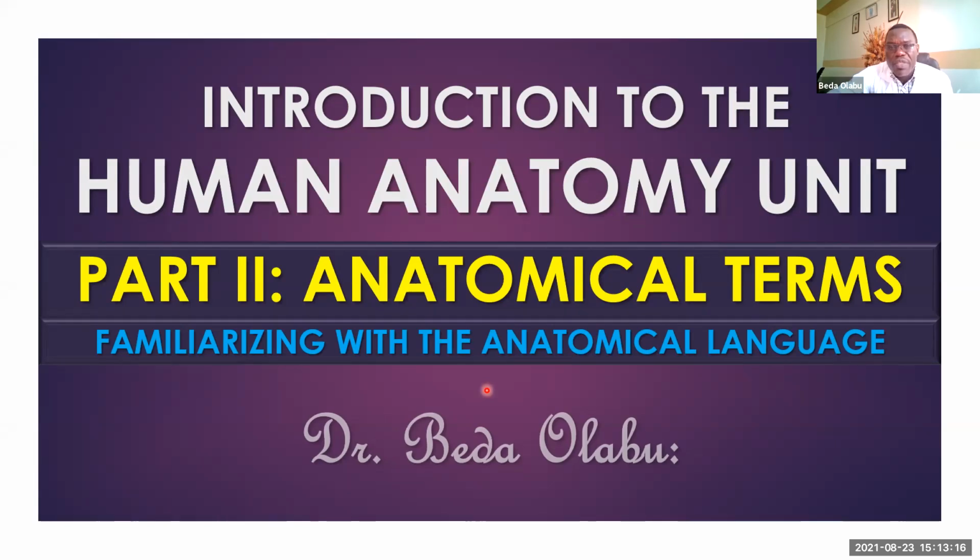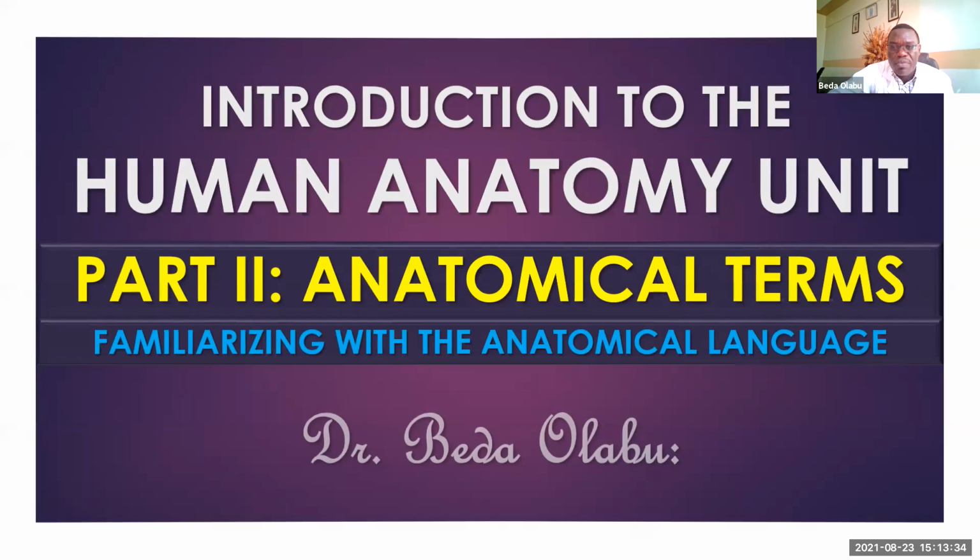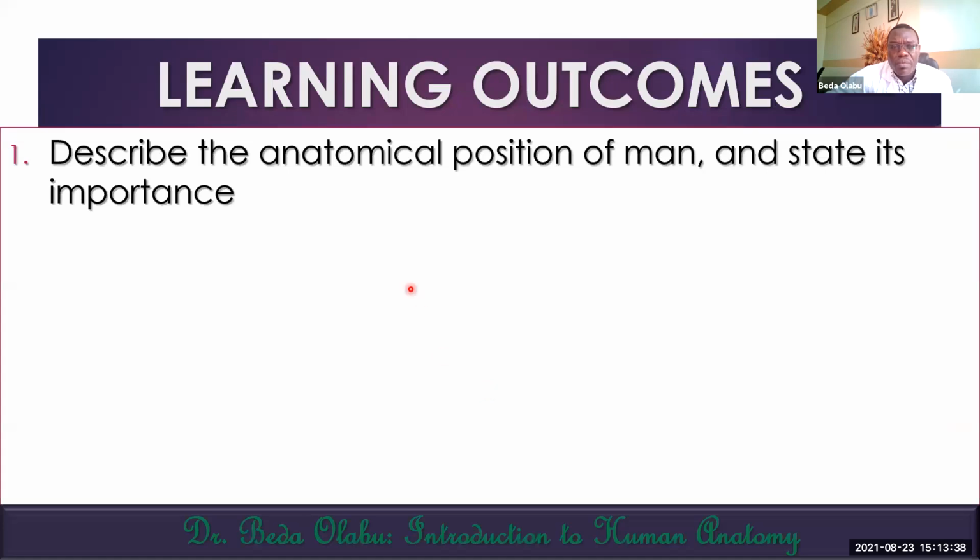You remember in the first part, we looked at the definitions of human anatomy, and we also looked at the scope of the different divisions of human anatomy. So in this second part, which is the last part of introduction, we'll just focus on the anatomical terms. In specific, we are going to look at the following.